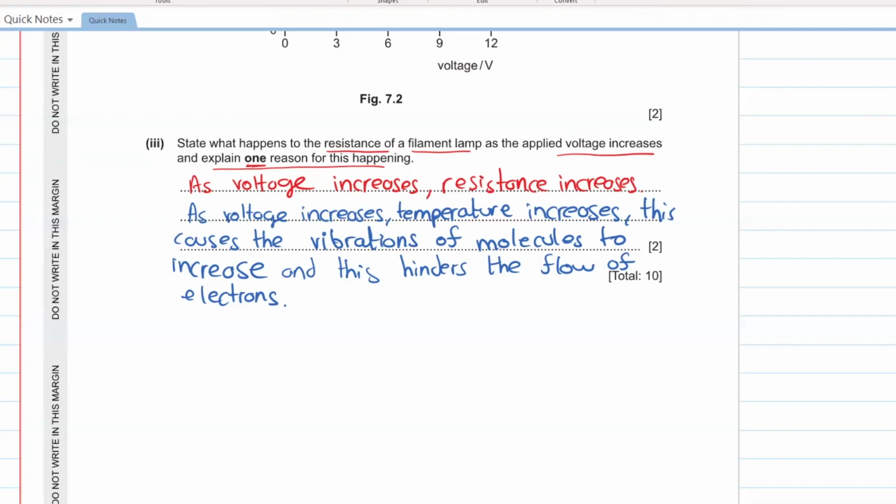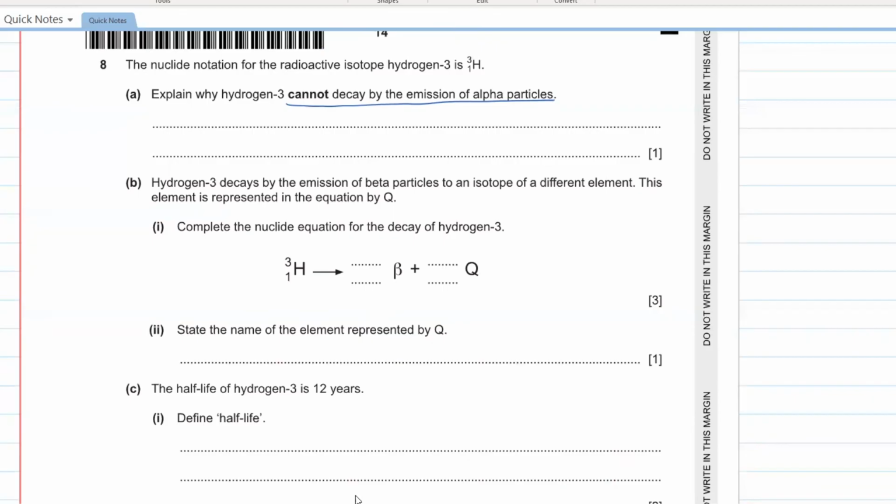बेटा क्वेश्चन नंबर 7 में किसी को कोई मसला? अच्छा, why can hydrogen 3 not decay by emitting alpha particles? Yes. Because hydrogen 3 has only one proton. Alpha decay में कितने protons चाहिए होते हैं? Two protons. Does not have an alpha nucleus. Yes, you can say that. Because hydrogen 3 only has one proton, or you can say it has only three nucleons. Three nucleons. Simple.